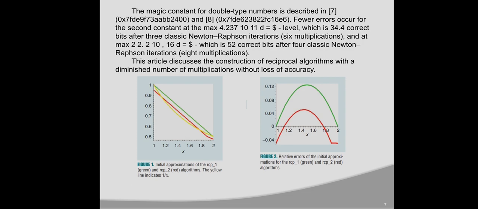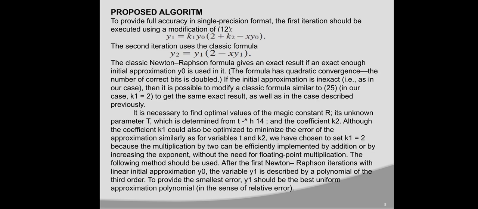This article discusses the construction of a reciprocal algorithm with a reduced number of multiplications without loss of accuracy. To provide full accuracy in a single precision format, the first iteration should be executed using a modification: y1 equals k1 y0 times (2 plus k2 minus x y0). The second iteration uses the classic formulation y2 equals y1 times (2 minus x y1), the classic Newton-Raphson formula, which can give the result if a sufficiently accurate initial approximation y0 is used in it.